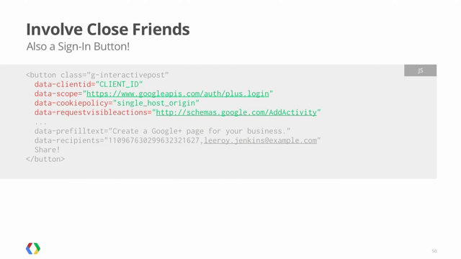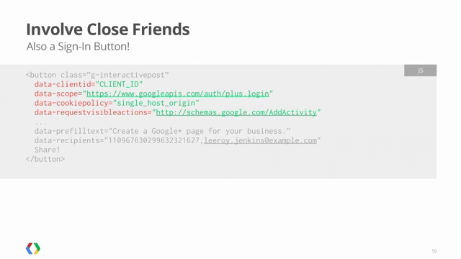Do you notice some familiar fields here like client ID, scope, request visible actions? These are all similar to the sign-in flow. That is because the interactive post also takes the user through the sign-in flow if they have not already signed in. This is especially useful for the use case in which you want the user to sign in only when they want to share. So this is yet another way we help you get more signed-in users.